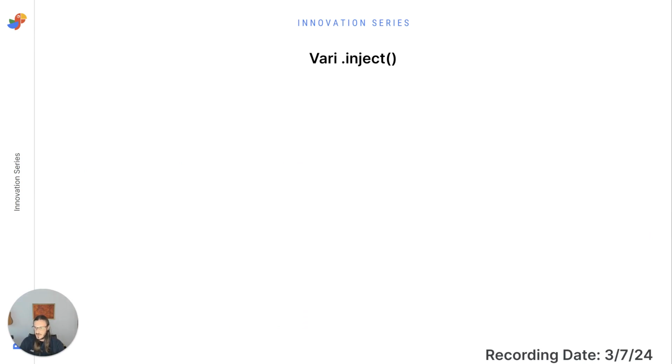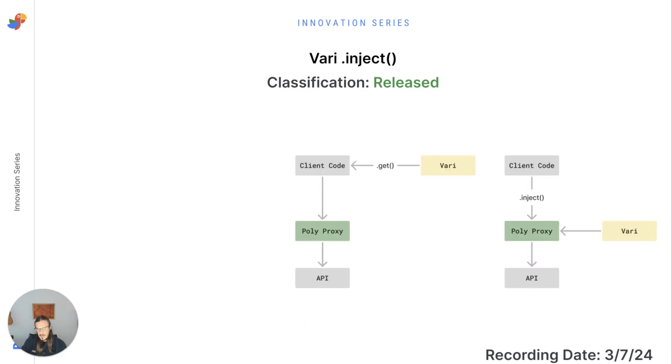This is one of 4 functions that we currently have on Vari, and it's currently released, so you're welcome to use this in production. The .get versus the .inject behave a little bit differently. The .get is kind of a traditional function to get the variable. So you have some client code, you use .get to retrieve some kind of configurations, some kind of information, and then you're welcome to actually use it in function calls through the poly proxy to call some API. This is kind of a standard pattern that you would have with the Vault.